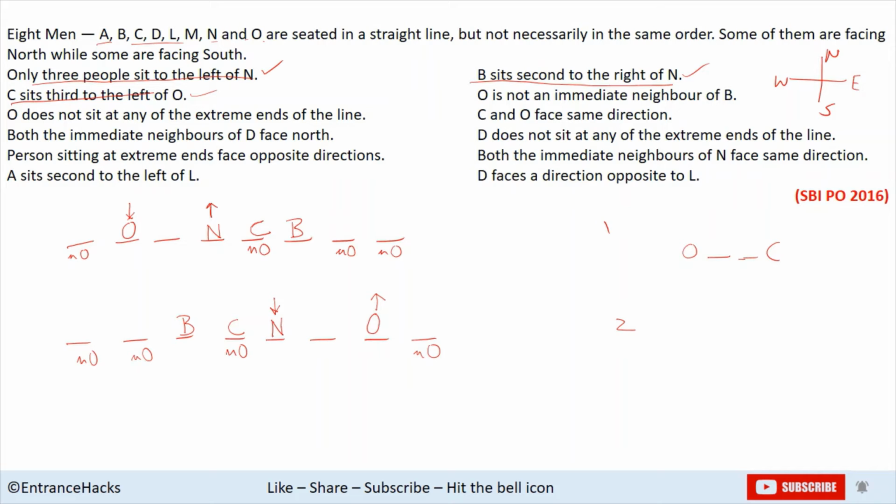Coming to the next statement, C and O face the same direction. So O's direction we have, and C's direction we can mark accordingly.